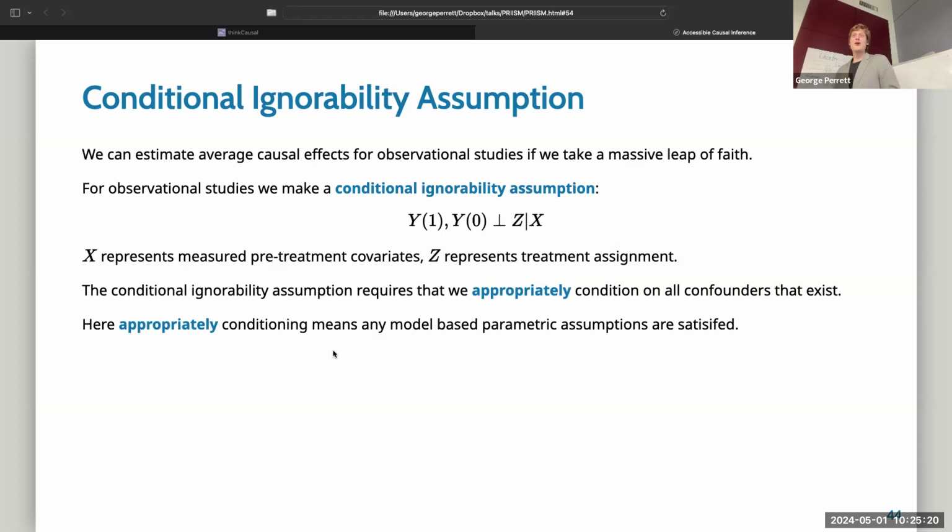Now, the problem is we don't know what's a confounder. And so we have to assume that we've measured all of them that exist, and then we've appropriately conditioned on them, meaning that any model-based parametric assumptions that we're using to actually do the conditioning are satisfied. So there's the structural piece that we've actually measured all of the things, and then there's the parametric piece that we've appropriately modeled them, we've appropriately weighted them.